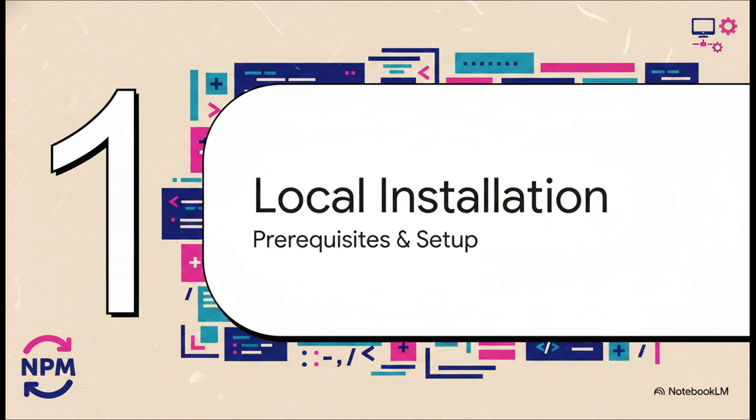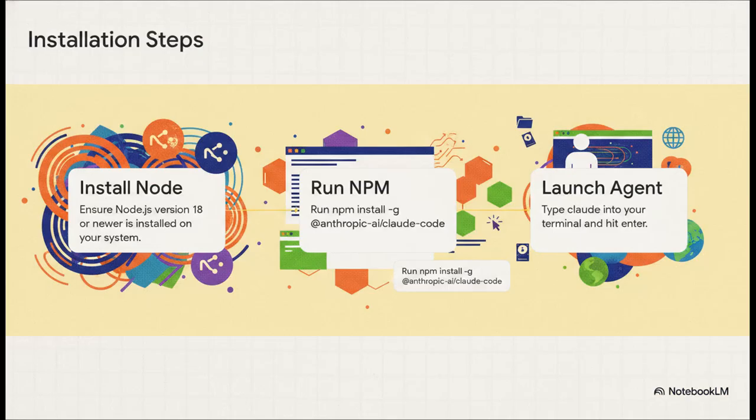All right, Section 1, Local Installation. Let's look at the prerequisites and setup. Now, if you're familiar with NPM, this part is incredibly straightforward. Step 1, you just need to make sure you have Node.js version 18 or newer installed on your machine. Once your Node environment is ready, Step 2 is executing the installation command.